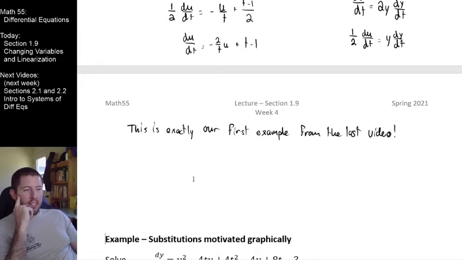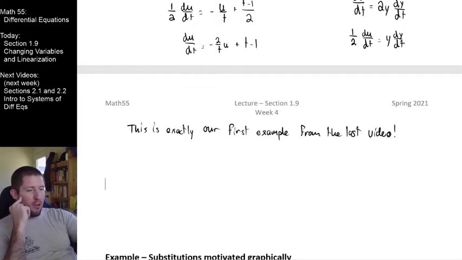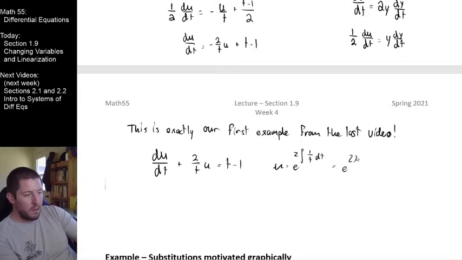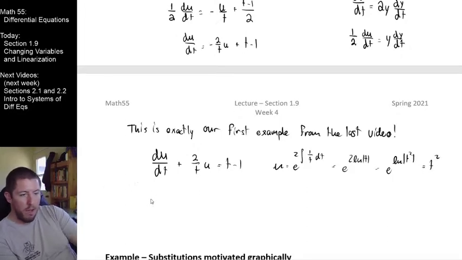The literal only difference is that in the last video, u was y. We just did this problem. I'm gonna redo it super quickly right here so that you guys can all watch me do another integrating factor one, but this is one that we've already seen before. So I'm gonna go ahead and add this term over. I'm gonna compute my integrating factor mu. Multiply by my integrating factor.